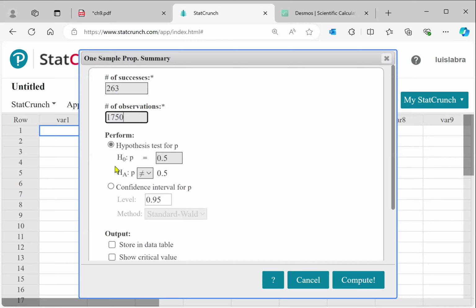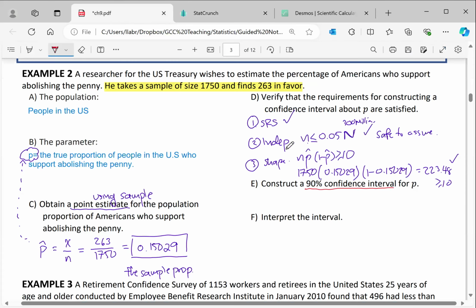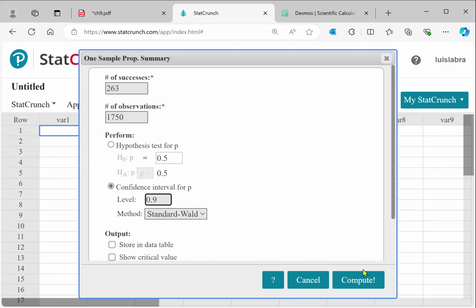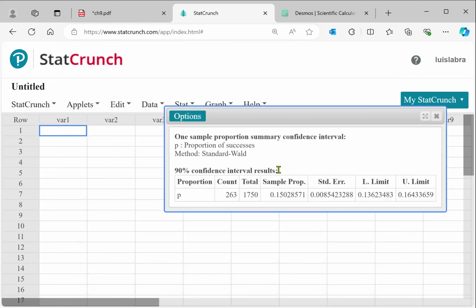We're now at that stage where we want to tell StatCrunch to perform a confidence interval for P. Make sure you update the level of confidence, which I believe was 90. Yep, 90. And that's about it. Go ahead and hit enter, and you've got your results.